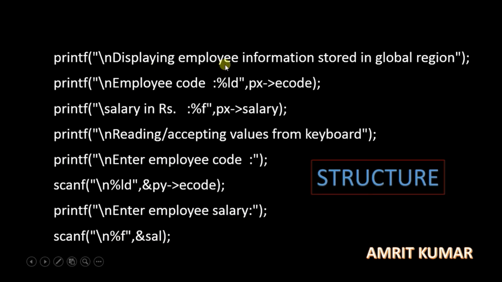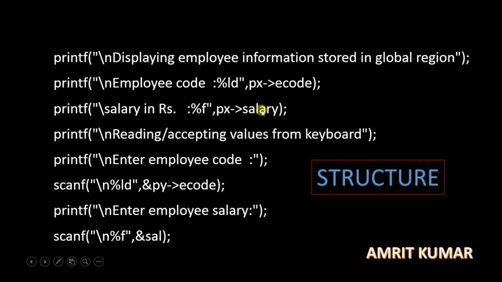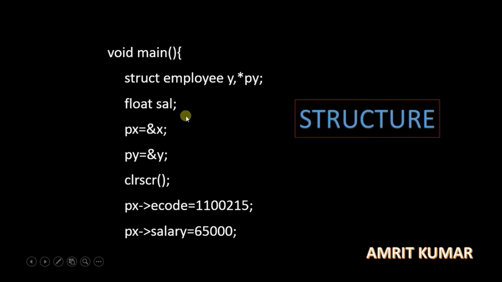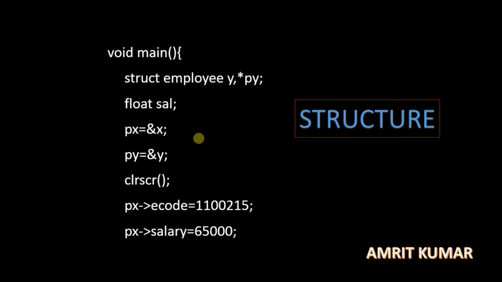Then I am displaying the information that is stored in the global region, because this is assigned in px, we can say pointer of e code. So e code is going to carry this and salary is going to carry this number. Then I am printing both the numbers here in percentage LD, which is for long integer, or we can say double, and percentage F for float data type, because we have declared a float data type. Here you can see float data type and long integer. So for long integer LD is used.